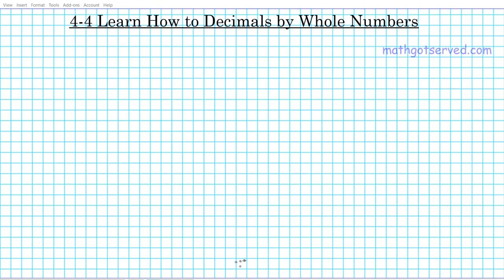Alright, so the instructions are for us to find the products of the given numbers. So let's write that down. So we're to find the product. For question number 1, what if we're multiplying the decimal 8.7 by the whole number 3? How do we carry out this multiplication?